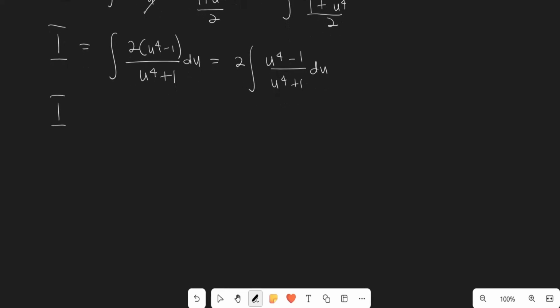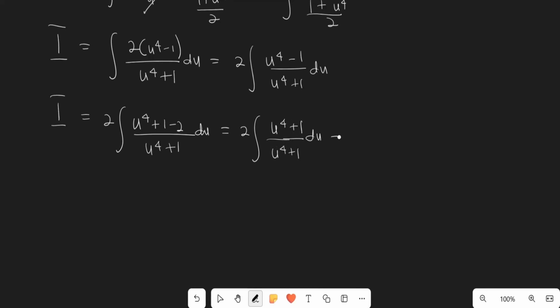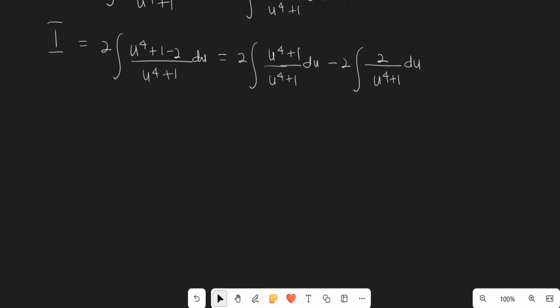Okay, so I is going to be equal to 2 times the integral. Negative 1 here, permit me to write it as positive 1 minus 2. So 1 minus 2 is the same as negative 1, right? Divided by u raised to the power 4 plus 1 du. So now I'm going to split this one into 2 different integrals. The first one is 2 times the integral of u raised to the power 4 plus 1 all over u raised to the power 4 plus 1 du, minus 2 times the integral of 2 all over u raised to the power 4 plus 1 du. These are our 2 different integrals.